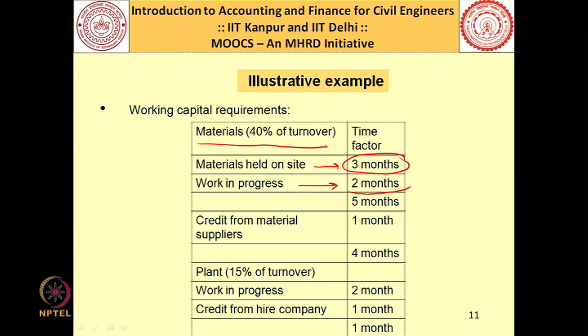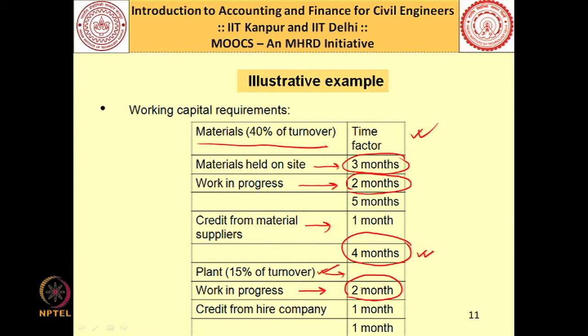So, 3 plus 2, 5 months, and your suppliers are giving you 1 month credit. So, that means you need to require a working capital equivalent to 4 months as far as material is concerned. Likewise, if you look at the plant, it constitutes 15% of the turnover, and as I told you, it takes 2 months time from the time you start the work and the time you get the payment.